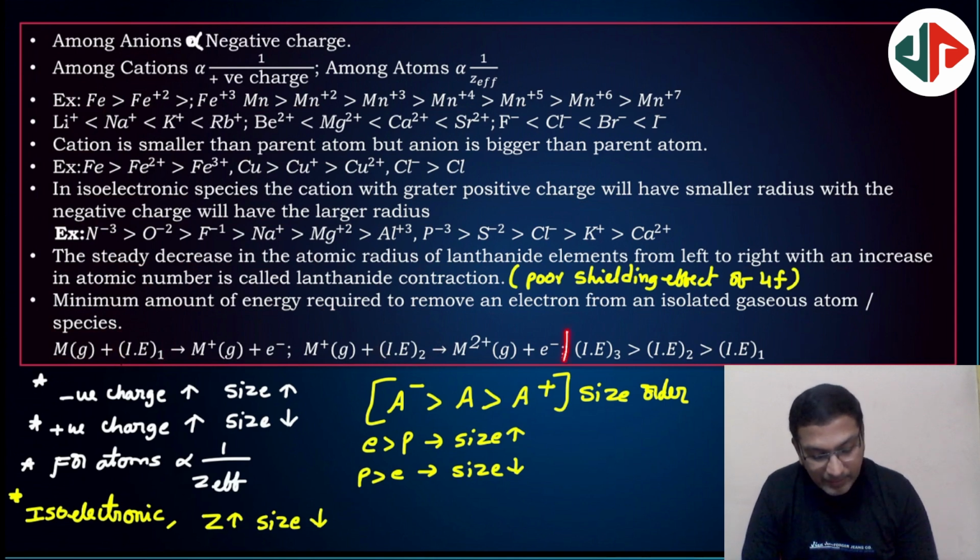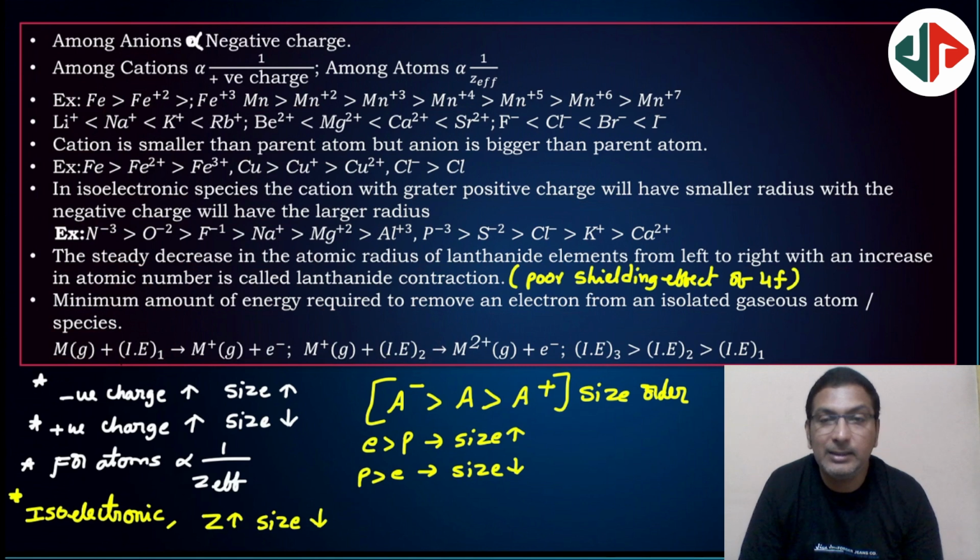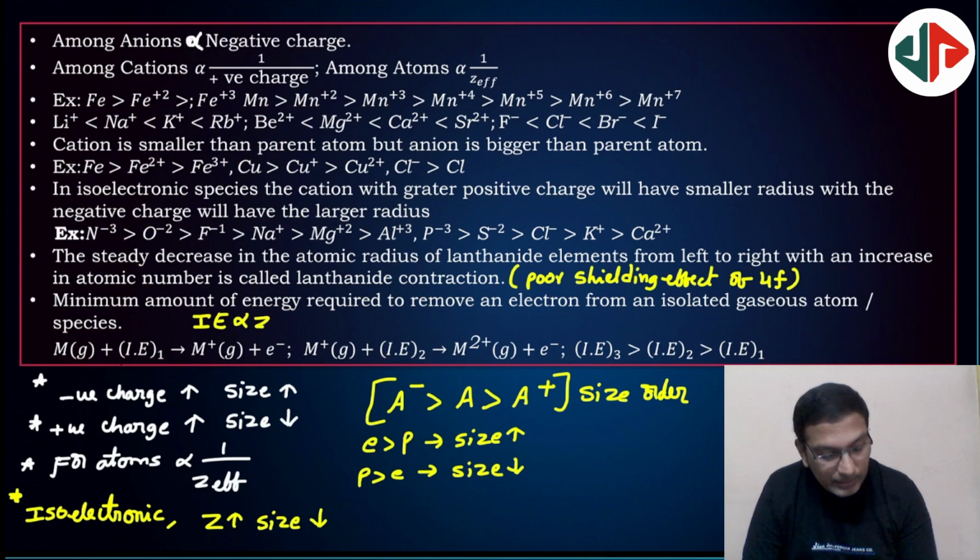So here is the relation between different types of ionization energy. IE1 removal of first electron, IE2 removal of second electron, IE3 removal of third electron. So always this will be the order: I3 greater than I2, I2 greater than I1, due to increase of Z effective. Ionization energy is directly proportional to Z effective, the effective nuclear charge. The force of attraction between nucleus and valence electron increases, so ionization energy increases.